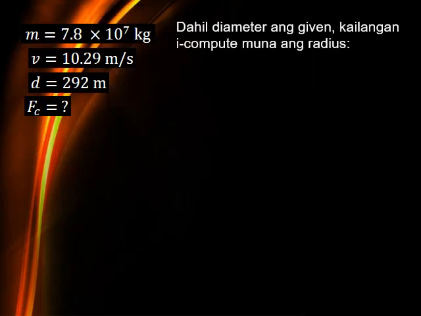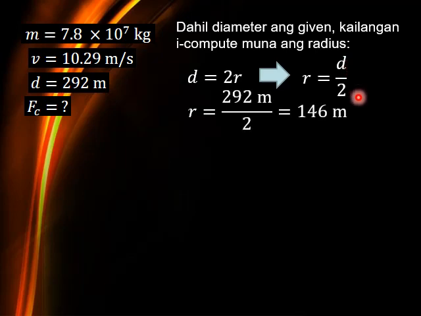Okay, next naman, dahil diameter yung given natin, kailangan muna natin i-compute ang radius. So, we know that the diameter is twice the value of your radius. So, to get the value of the radius, ano lang gagawin natin? So, i-divide lang natin yung diameter sa 2. Yeah, so you have 292 meters divided by 2 is equal to 146 meters.